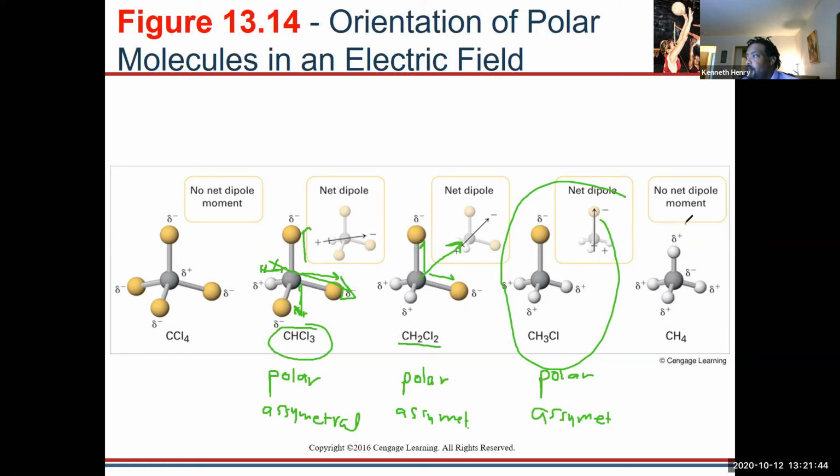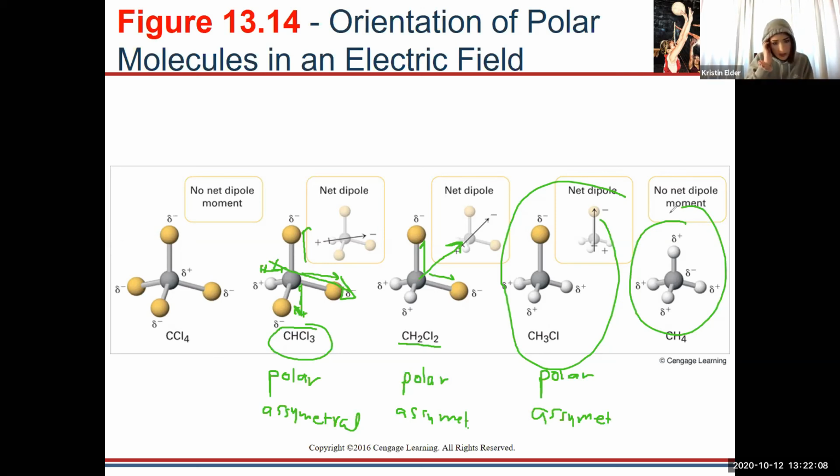Okay, and we've already gone over that one, right? So it's pretty straightforward. You just want to see if there's a distribution of charges, and if there's a distribution, then you know it's going to be asymmetrical. If it's all even, then you know it's going to be symmetrical.